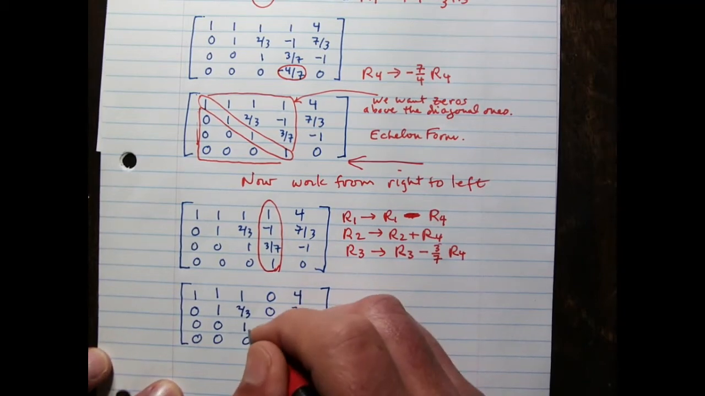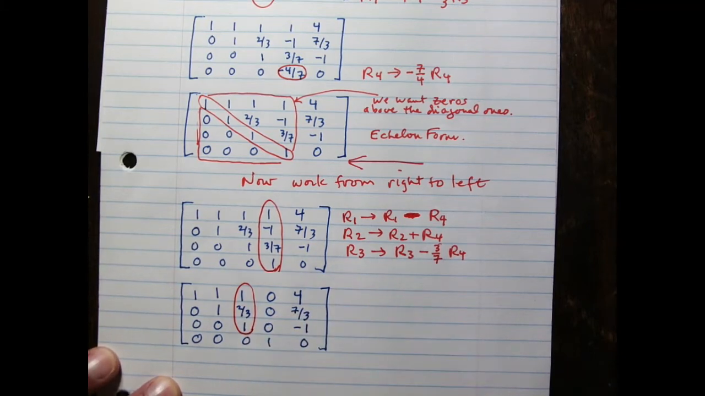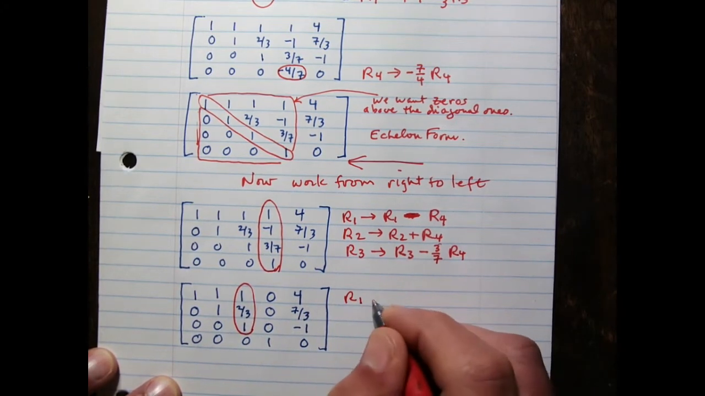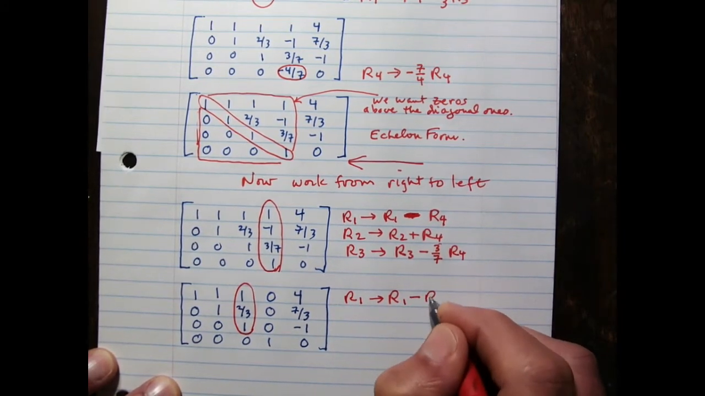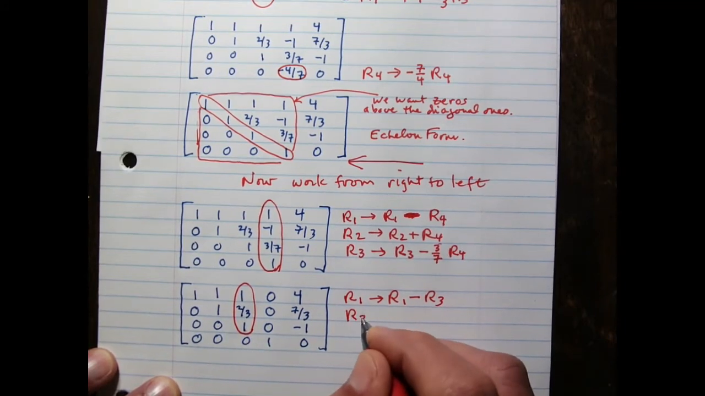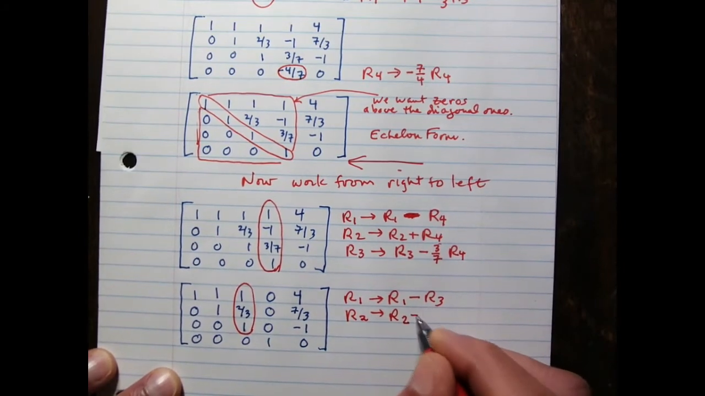Now I move back. I back up to the third column, and I want zeros above the 1 in the third row position. So row 1 again I'm going to act on and replace it with row 1 minus row 3. I'm subtracting this one now. Row 2 I'm going to replace with row 2 minus 2/3 row 3.